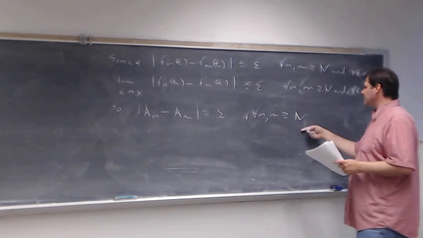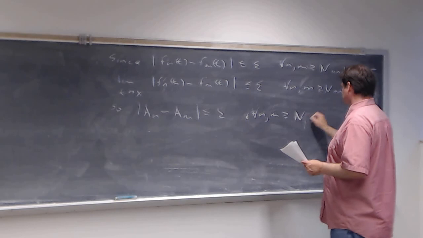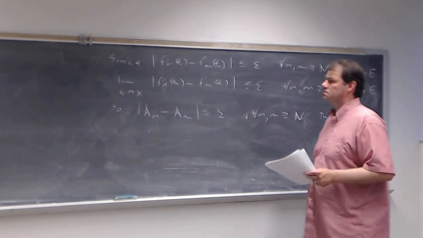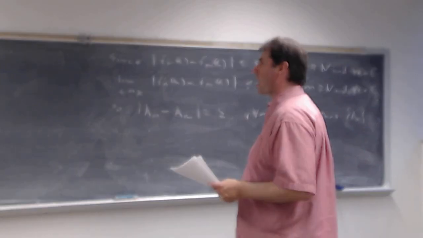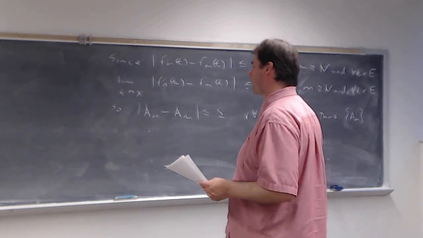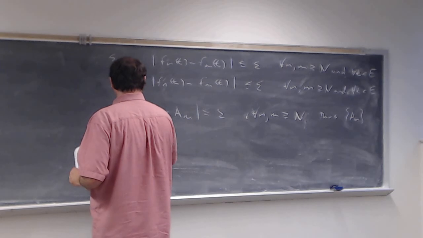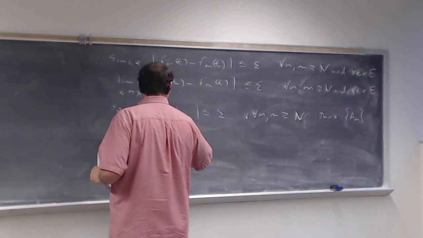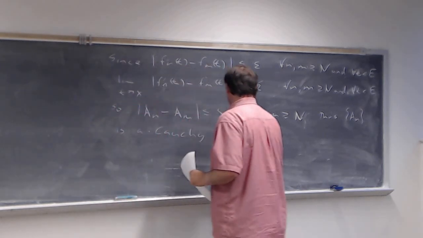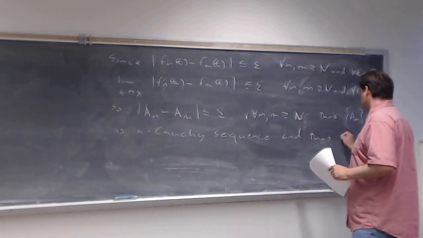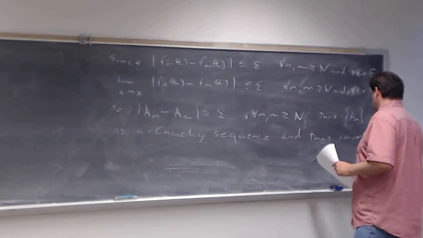And so what that says is that the sequence of a sub n's is a Cauchy sequence and thus converges. Okay.